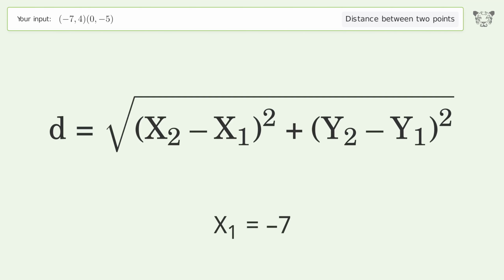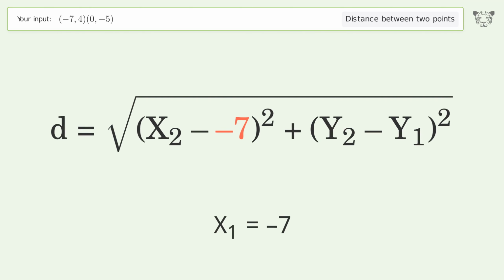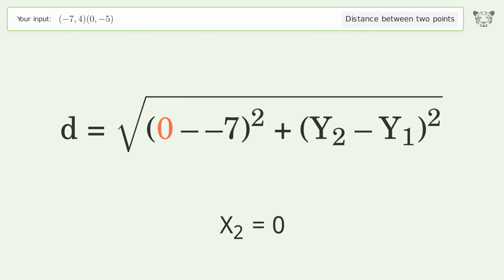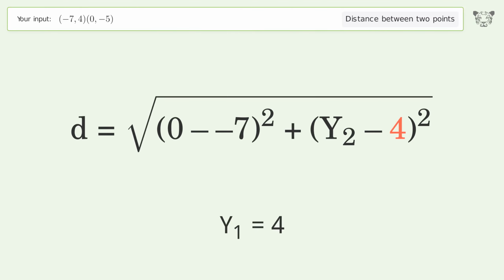x1 equals -7. x2 equals 0. y1 equals 4. y2 equals -5.